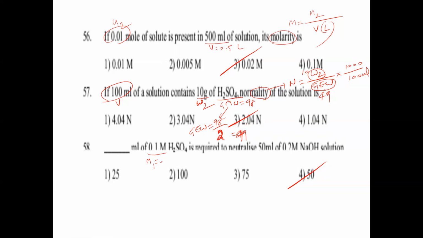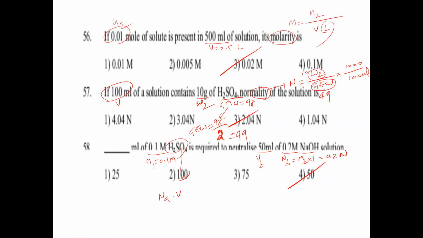Next, dash ml of 0.1 molar. So initial molarity is given as 0.1 molar. H2SO4 means gram molecular weight 98, gram equivalent weight 49. How many ml is required to neutralize 50 ml of 0.2 molar NaOH here? That means volume of the base and normality of the base is equal to molarity of the base into n factor. N factor is 1 here. So here it is 0.2 normal. And here the volume is given and M1 is given here. Now for this H2SO4 overall, so what we have to take?